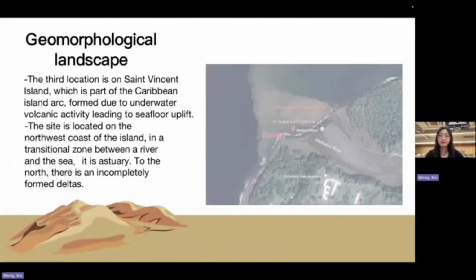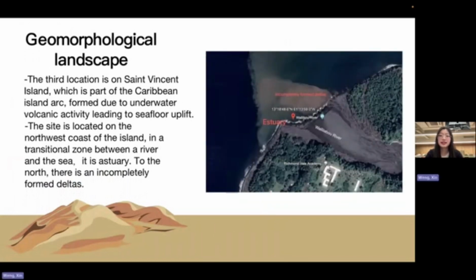Third location. It's on St. Vincent Island, which is part of the Caribbean island arc, formed due to underwater volcanic activity leading to seafloor uplift. The site is an estuary located on the northwest coast of the island, with an incompletely formed delta.